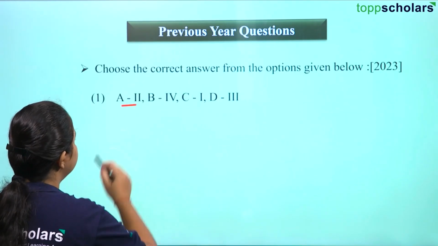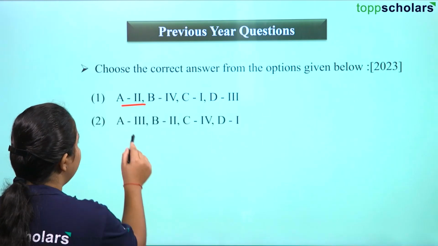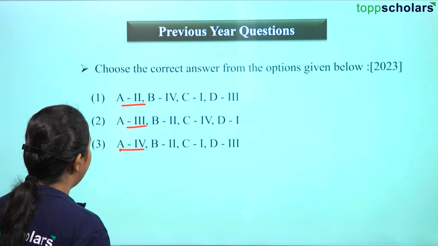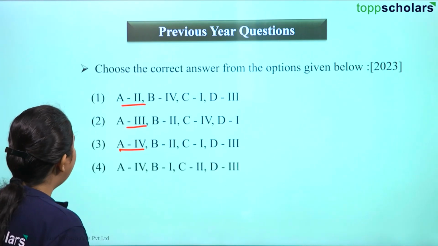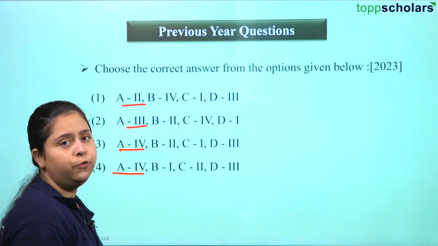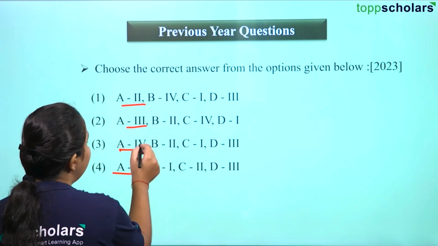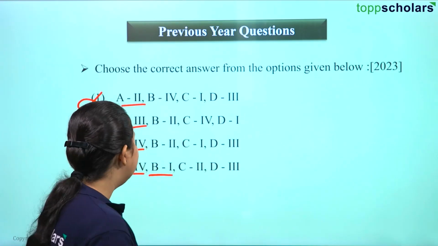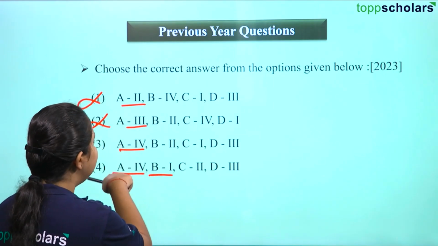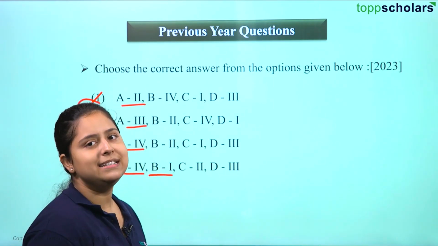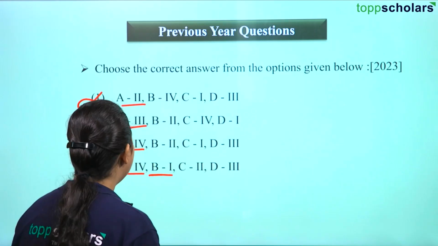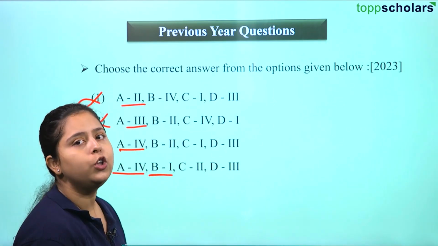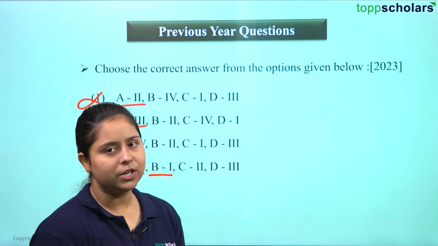Here we have 2, so this one is incorrect. Second option we have 3, so this one is also incorrect. In the third option we have A matched with 4, so this one is right. And in the fourth option we also have A matched with 4. So just by looking at the answer for A, you can eliminate 2 options. And by checking the correct matching for B, you can select your correct answer and easily grab your 4 marks. Our sequence was 4, 1, 2, 3. Hence we will go with the fourth option as the correct answer for this question.